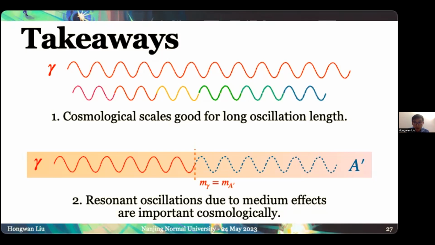So before I move on, are there any questions about resonant conversions at this point that I can answer?